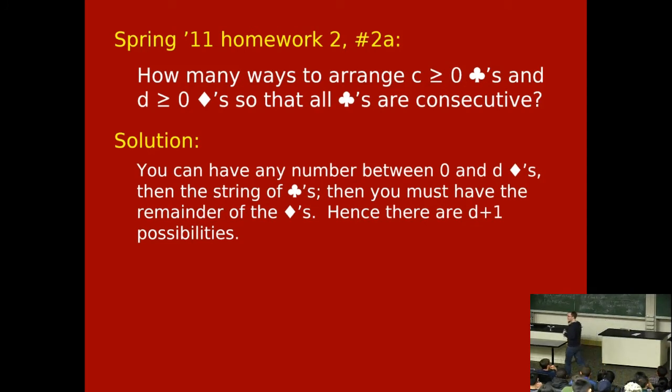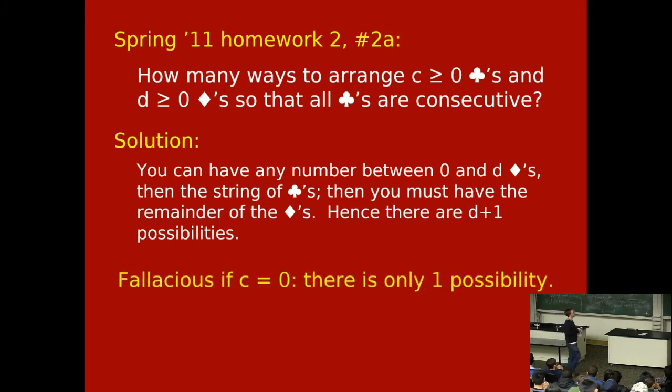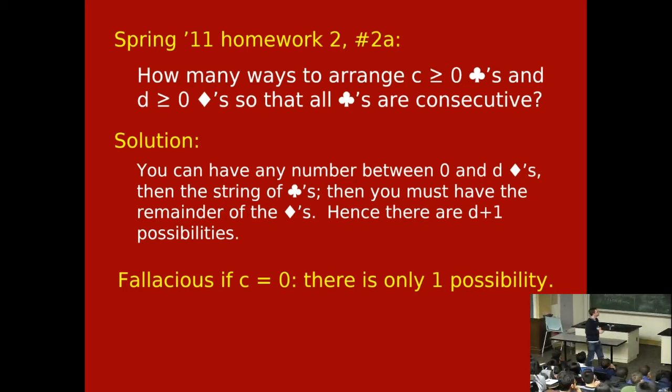Yes, there's one annoying case you did not account for. This proof is actually fallacious if C is 0, which is possible. If C is 0, then there's only one possibility, that's all diamonds. So, okay, this is again trying to get you in the mindset that you have to think carefully about the problem and really check all the cases, not just the obvious cases.